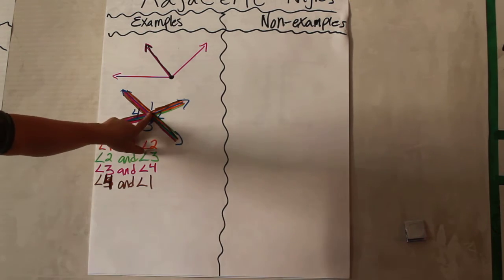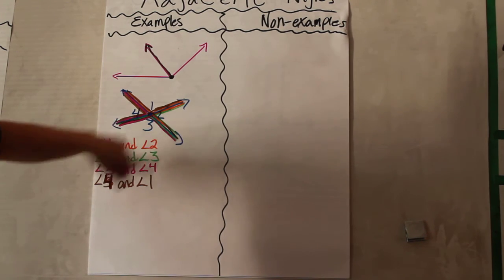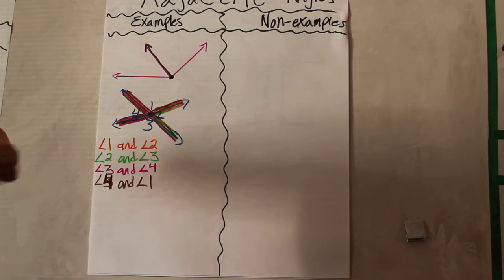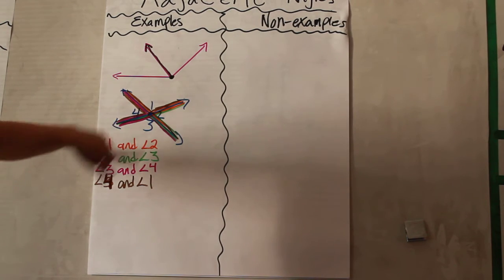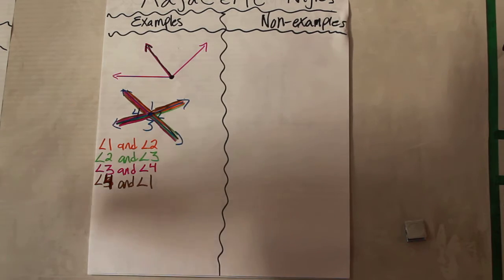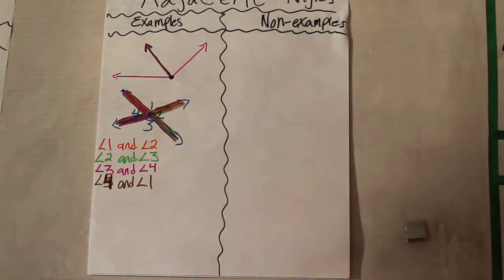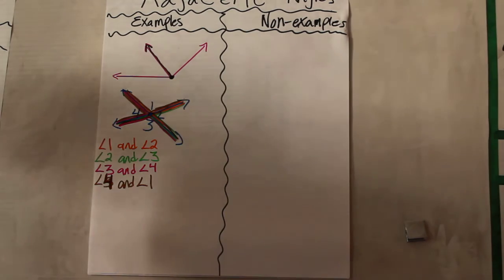So they all share that vertex in the middle, but then 1 and 2 share this side, 2 and 3 share this side, 3 and 4 share this middle side, and 4 and 1 share that one. So there are 4 sets of adjacent angles when we have 2 lines that intersect.